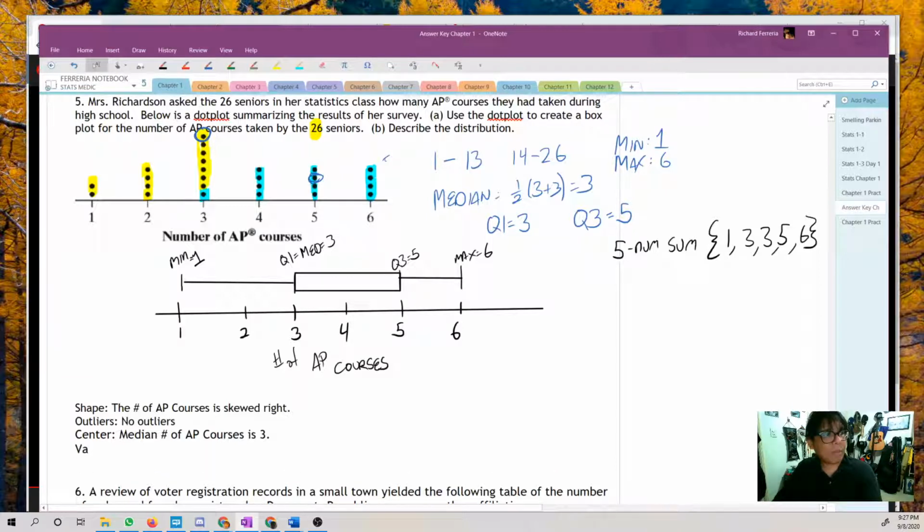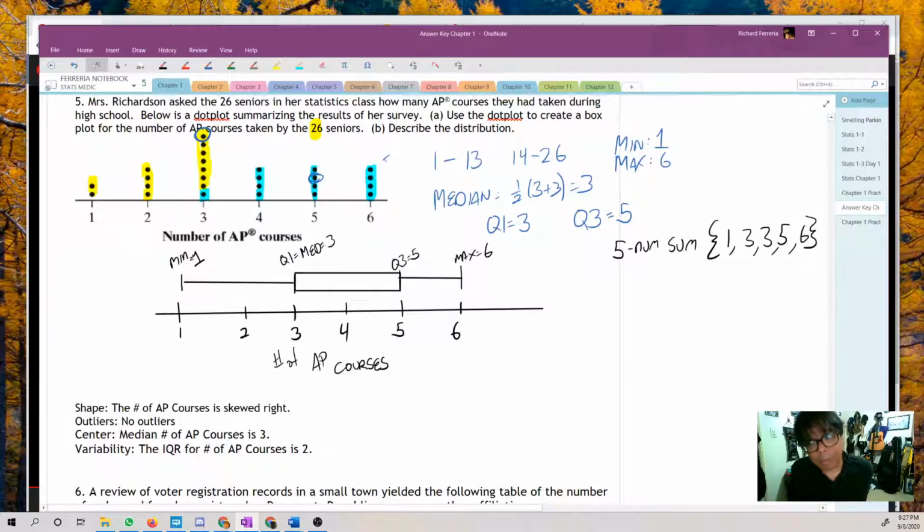And then lastly, variability. We can figure out IQR. So the IQR for number of AP courses is, well, it's Q3 minus Q1. I'm looking at Q3 here. I'm looking at Q1 here. 5 minus 3 is 2. 2 courses. Or just 2 in this case. I think courses is already built into our context.